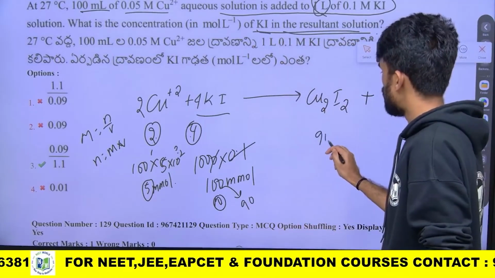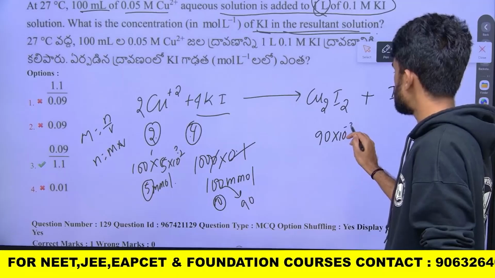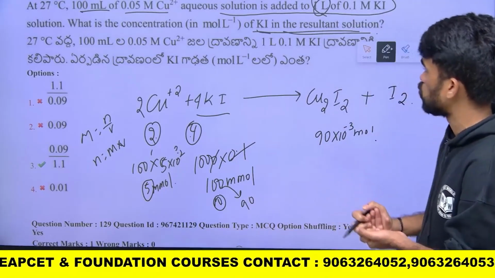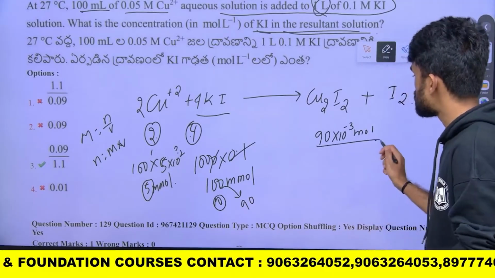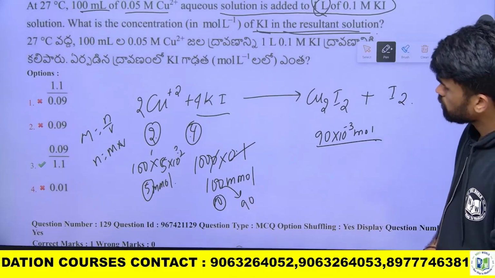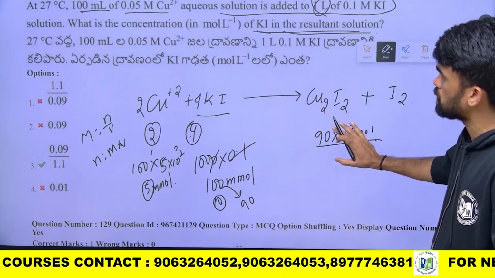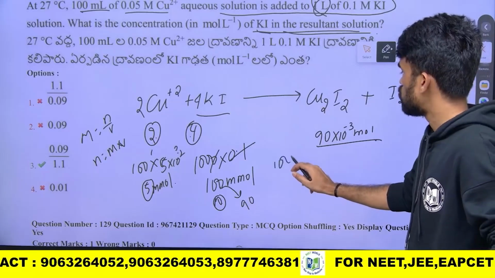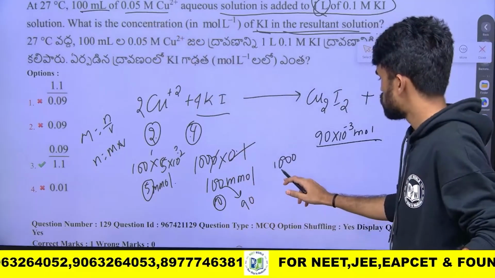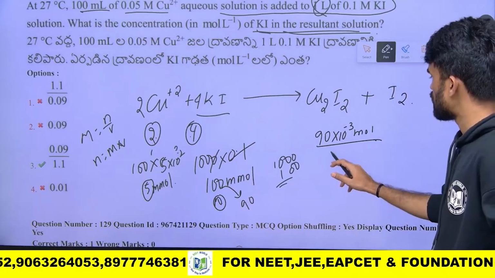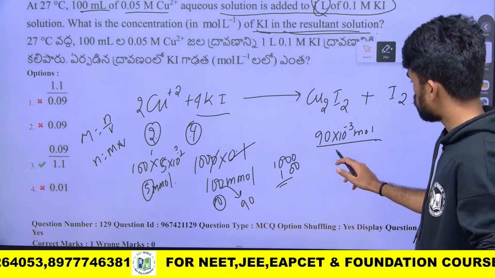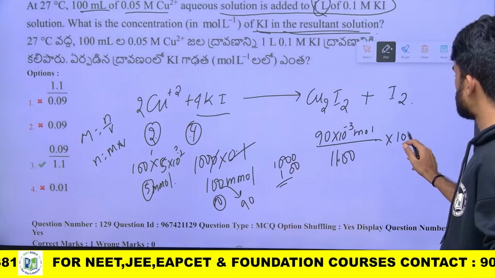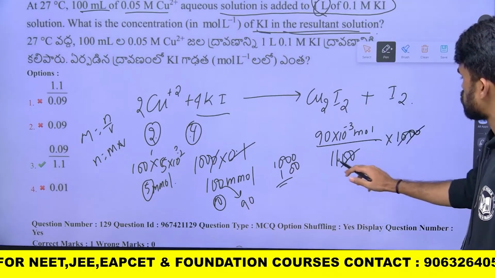So we have 90 into 10 power minus 3 moles of KI present in the resulting solution. Okay, that is the extra concentration we have. Now this many moles are present in a total volume of 1 liter. It means 1000 ml plus 100, so totally 1100 ml we can consider here. So how much am I taking? 1100 ml, you can multiply with 1000. So 0 0 cancel. So I can write 1.1.